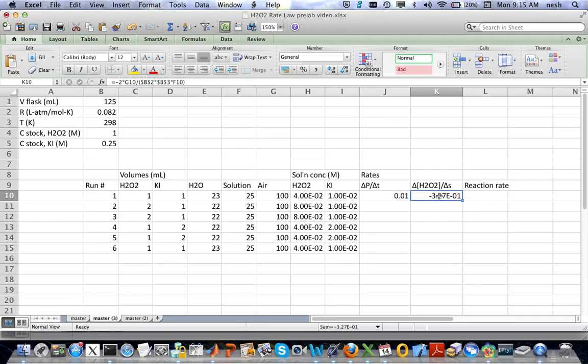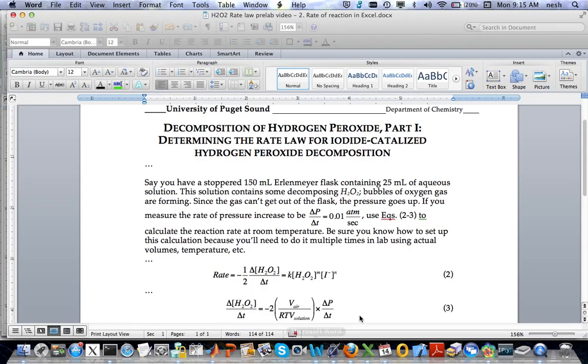Now I notice that this is a negative number that's coming out. That's fine. That's because the hydrogen peroxide is disappearing. So I have one more equation to do, and how about you try that? You'll go back and look at equation 2 and implement this conversion factor right here. Give it a pause and try it.